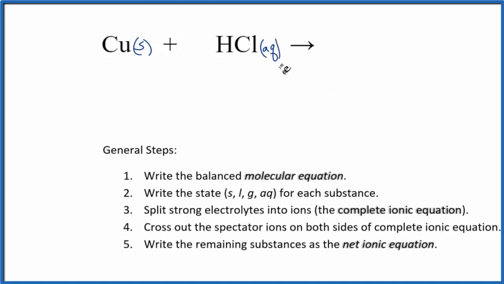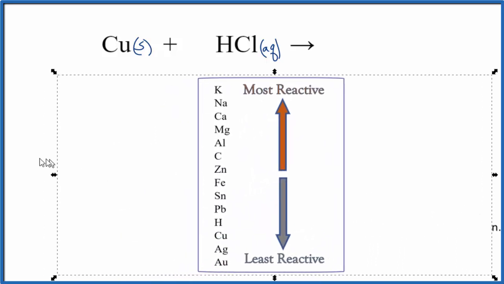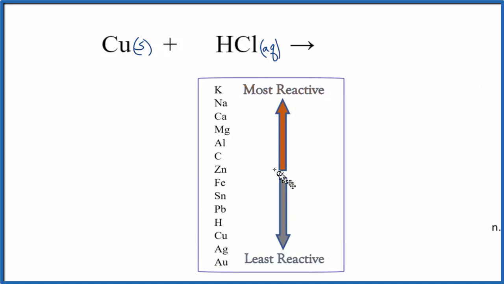When we react these two, we really need to think about what might happen. One thing that helps us, we could look at what's called the activity series, and that would give us an idea about whether this even happens. So let's look at the activity series here. Most reactive are on the top, least reactive are on the bottom. So here's copper right here, and here's hydrogen. So hydrogen is actually more reactive than copper.